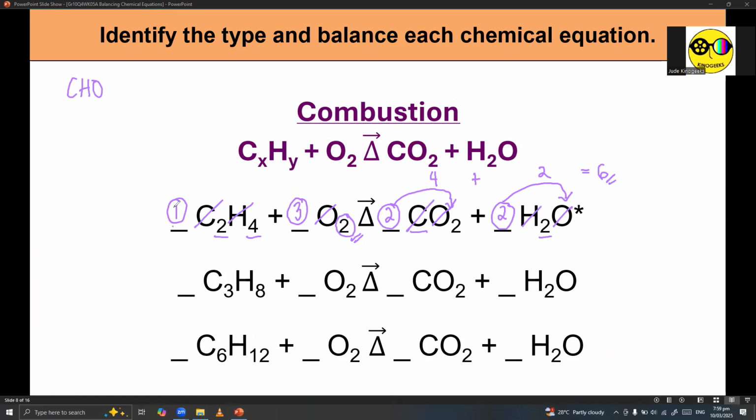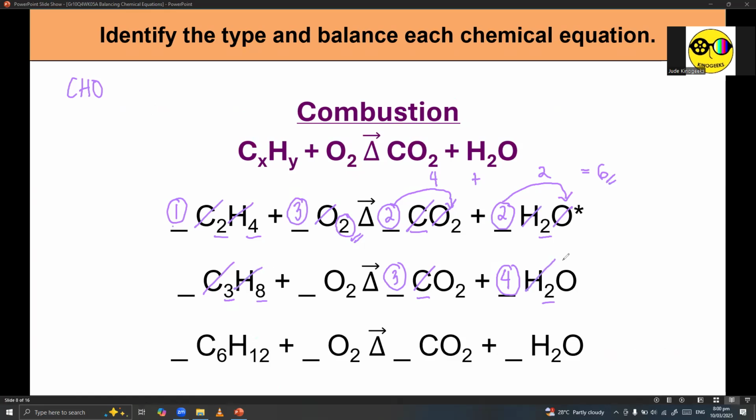Okay? Second example, this time with C3H8. So you have three carbon atoms on the reactant side, and you only have one on the product side. So you multiply CO2 by 3. Next, you have 8 hydrogen atoms on the reactant side, and only 2 on the product side. So for 2 to become 8, you multiply H2O by 4. That means hydrogen is already done.